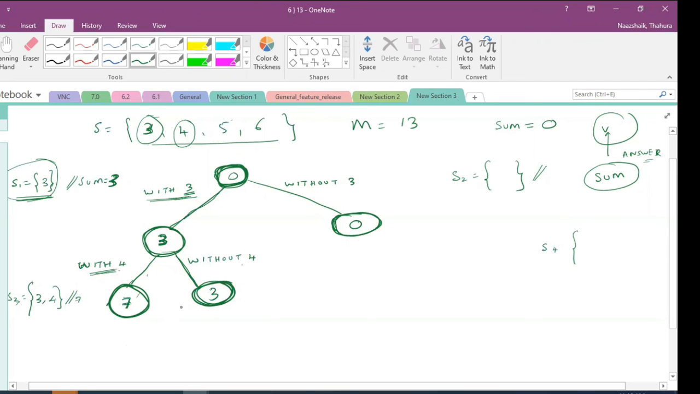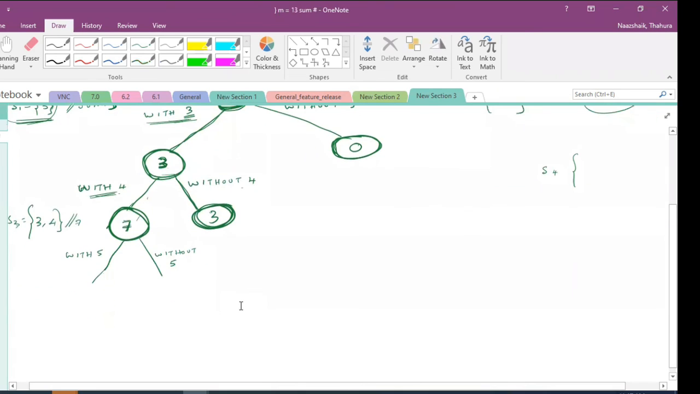Keep checking this, m equals 13. If it is less, you can keep continuing. Because it's less, we can still do depth first search. So what is the next choice we have with 5? I will either do with 5 or without 5.